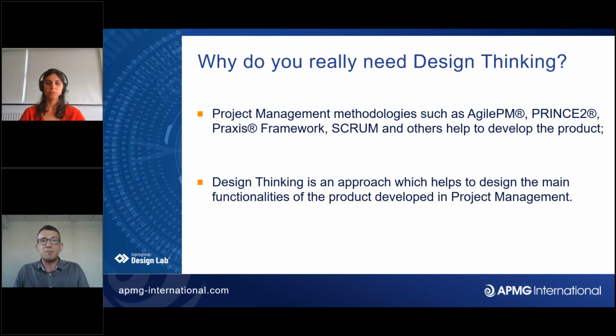So there are methodologies which help to develop the product during the project management process. You may know a lot of those methodologies. There is Agile PM, Prince2, Praxis, Scrum, PMI. All of them help to manage workflow during the project to fit the quality, time, or budget. So the main goal of a project is to deliver the product which was described in a more or less specific way at the beginning of that project.